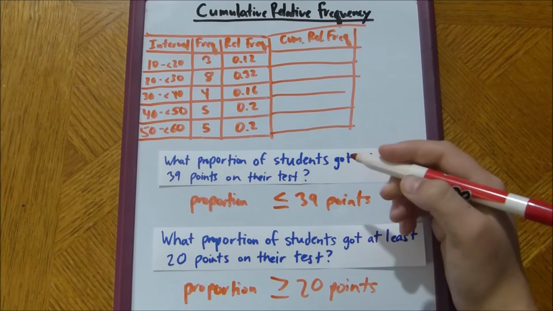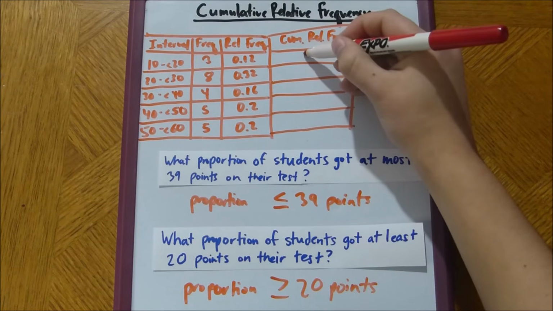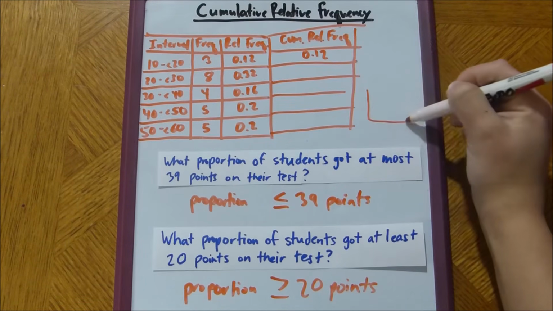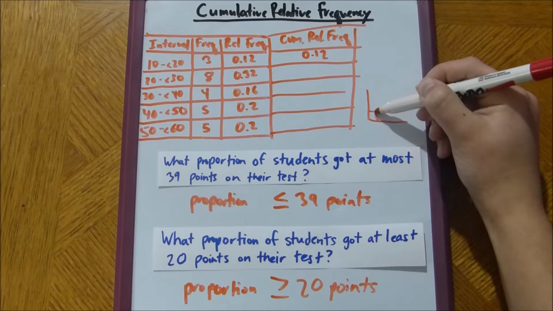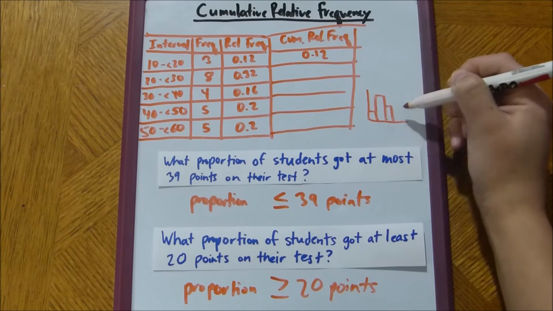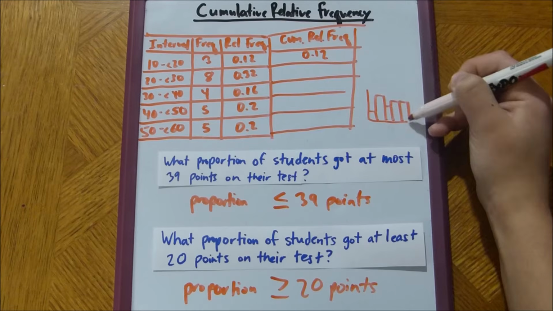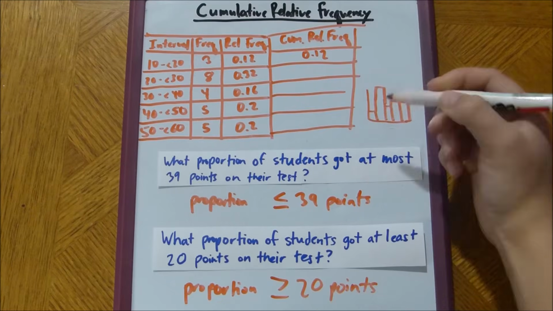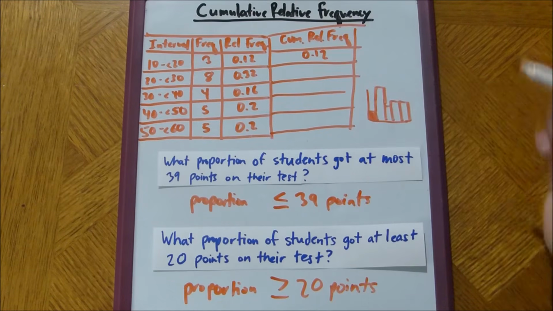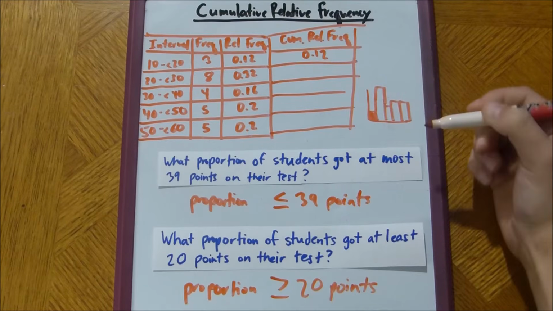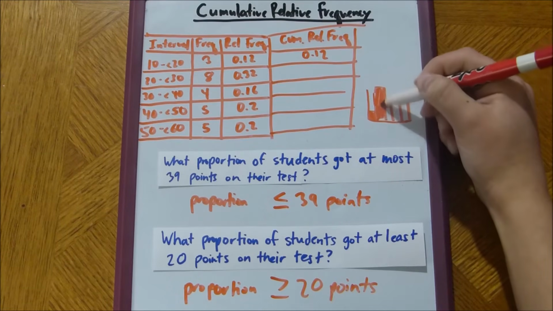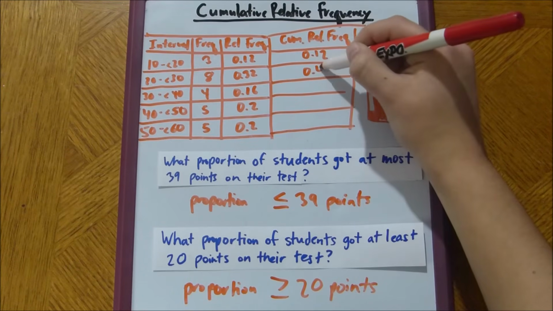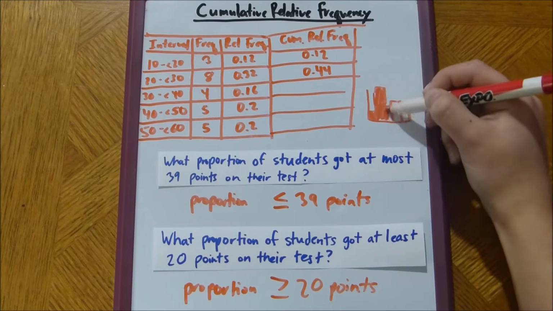So our first cumulative relative frequency would just be this first relative frequency, right? Because if you have, let's draw a histogram of this. For the first cumulative relative frequency, you're only looking at the first bar, so it would just be the first relative frequency. But then for your second one, you're going to add on this second bar. So it would be 0.12 plus 0.32, so it would be 0.44, right? And then you just keep tacking them on.